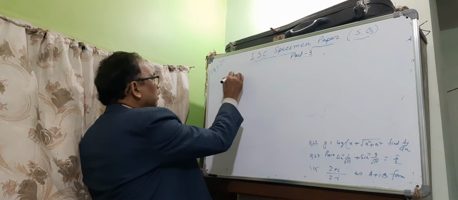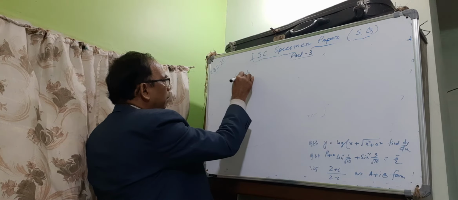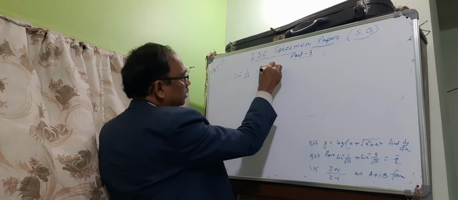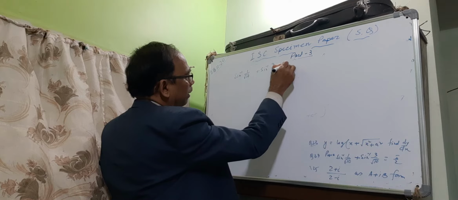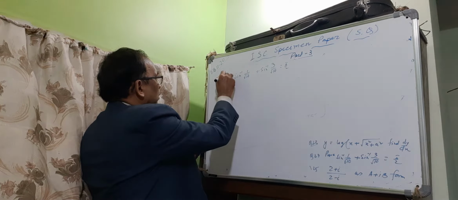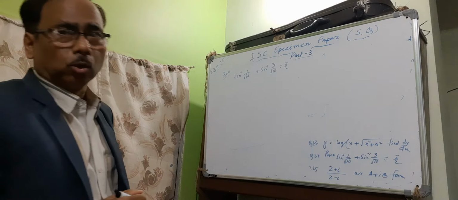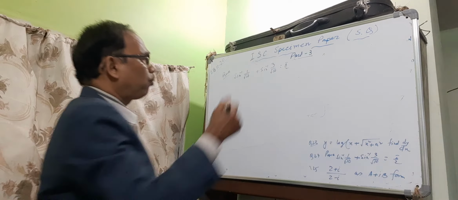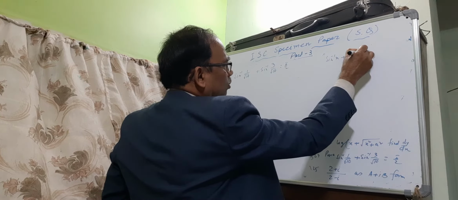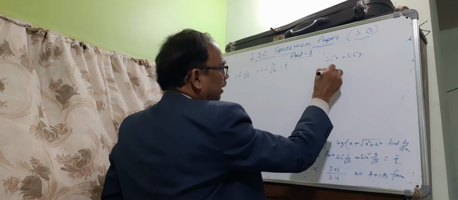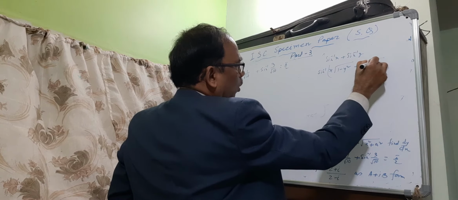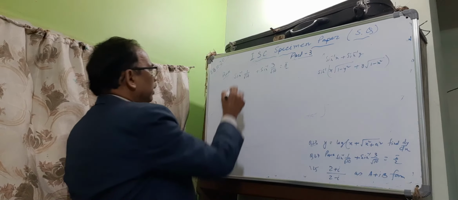Sine inverse 1 by root 10 plus sine inverse 3 by root 10 equals pi by 2. Prove. Here we know a formula for sine inverse x plus sine inverse y. Sine inverse x plus sine inverse y equals sine inverse of x root over 1 minus y square plus y root over 1 minus x square. That is the formula. This is x, this is y.